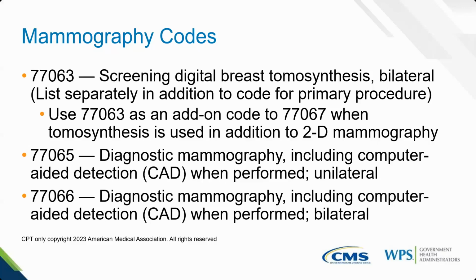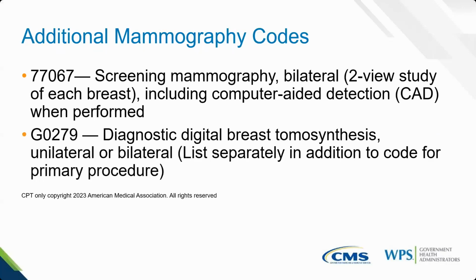including computer-aided detection when performed unilateral. 77066, diagnostic mammography, including computer-aided detection when performed bilateral. 77067, screening mammography, bilateral, two-view study of each breast, including computer-aided detection when performed. And G0279, diagnostic digital breast tomosynthesis, unilateral or bilateral, listed separately in addition to code for primary procedure.